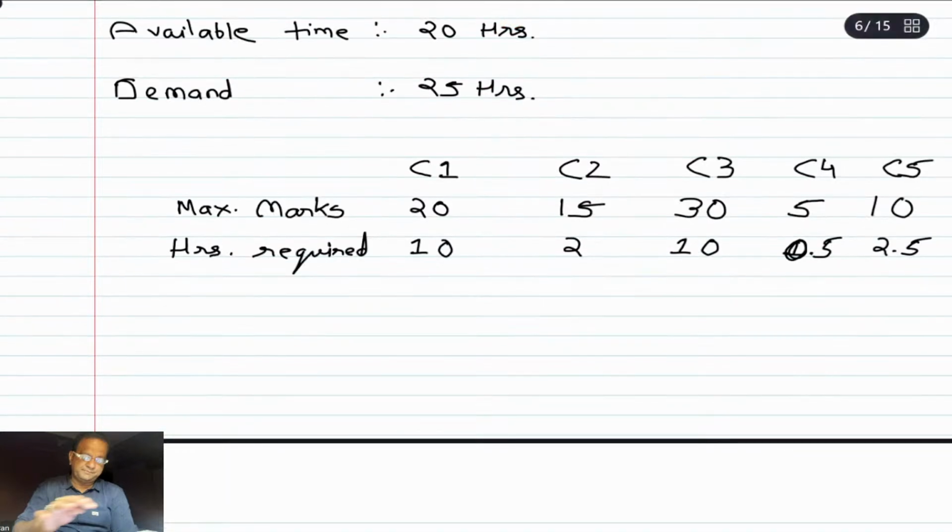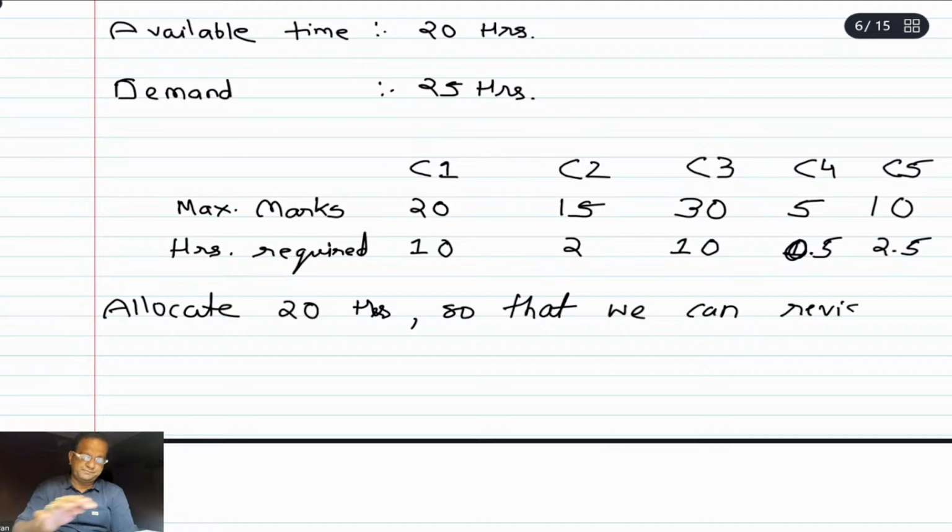I am writing that point, beta. Allocate 20 hours so that we can revise maximum syllabus. Mark it, maximum syllabus. So I'm waiting for you, beta. I'm giving you a time of 3 to 4 minutes.